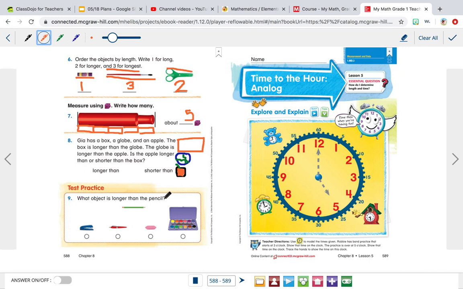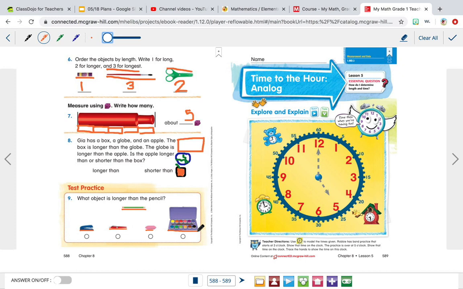Which object is longer than the pencil? So here's this pencil here, and you're going to figure out which one is longer. So look at this line here. Here's the pencil line. Here's the stapler line. Here's the pen line, the eraser line, and the paint box line.